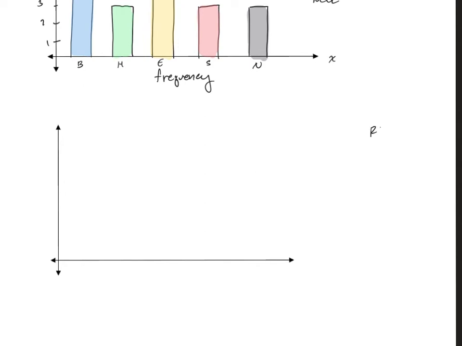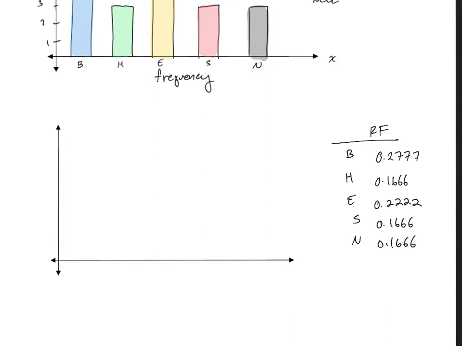So for the relative frequency, I'm just going to go ahead and use the abbreviation B for back, H for hand, E for elbow, S for shoulder, and N for neck. We had 5, 3, 4, 3, 3, and then the relative frequencies. Actually, let me go ahead and back that up. Those are not supposed to be that. Relative frequencies are about 0.2777, 0.1666, 0.2222, 0.1666, and 0.1666. Alright, so now we're doing relative frequency.